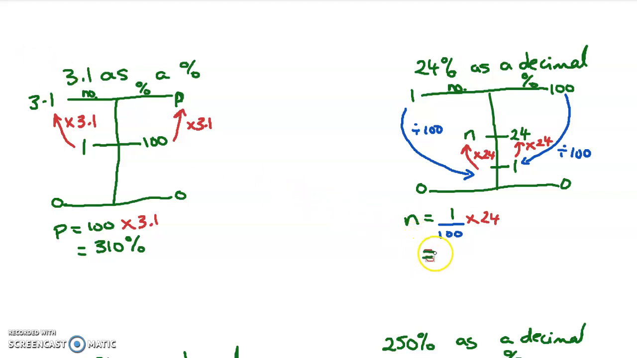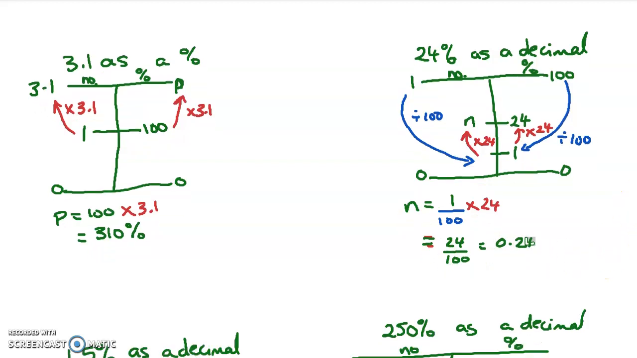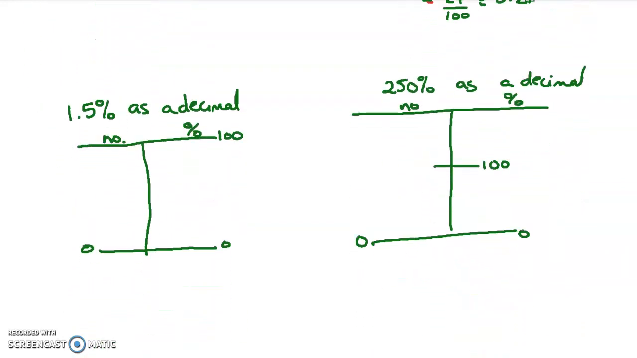So my number equals 24 hundredths, which is 24 hundredths written as a decimal, it's written like that. So that's how I do those sorts of examples. Let's have a look at some more.